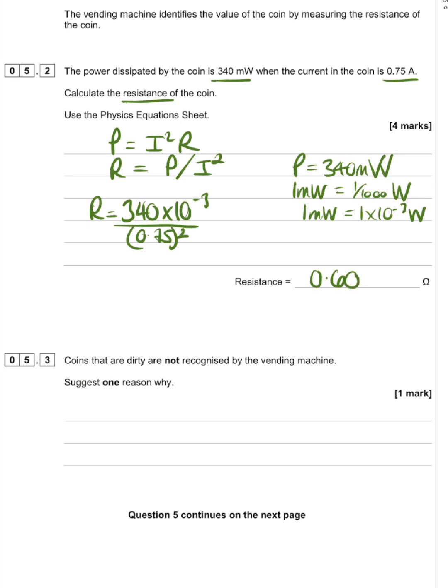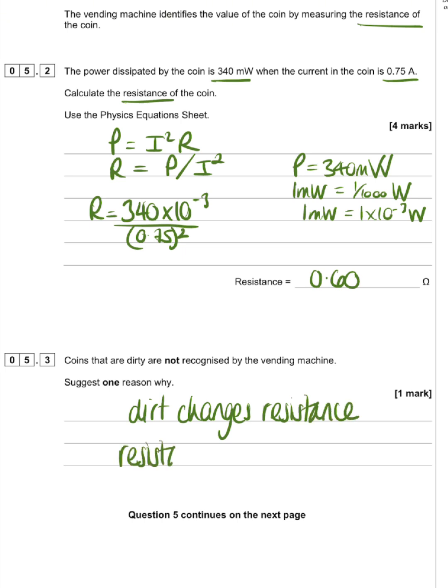Coins that are dirty and not recognised, suggest one reason why. Well, as the top of the question says, it is the resistance of the coin that allows the machine to verify what the value is, and therefore actually the dirt would change the measured resistance. Now, we could alternatively say that the resistance that was measured would be different to what the machine would expect.